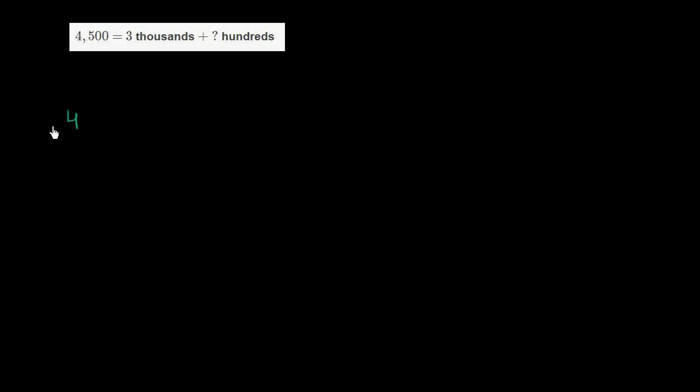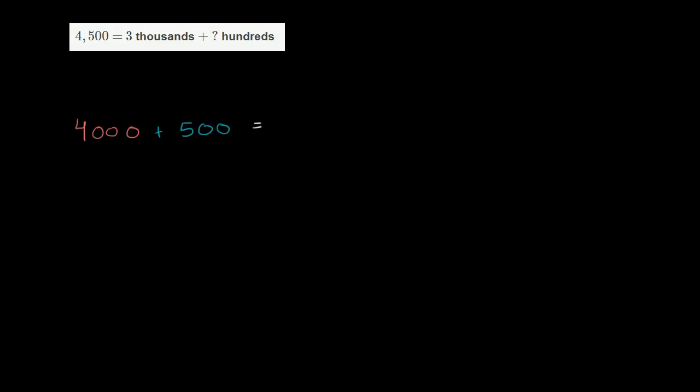So this is equal to 4,000s, which is the same thing as just 4,000, plus 500, which you could also view as 500s, plus 500. So this is the left-hand side. Now let's look at the right-hand side.